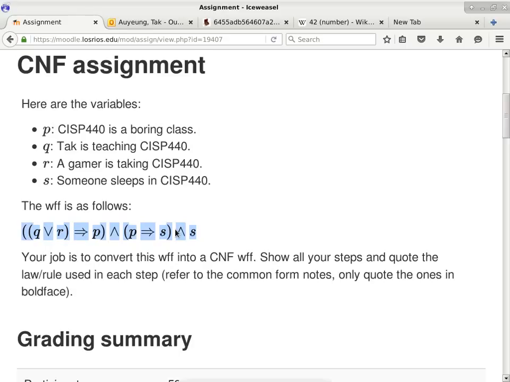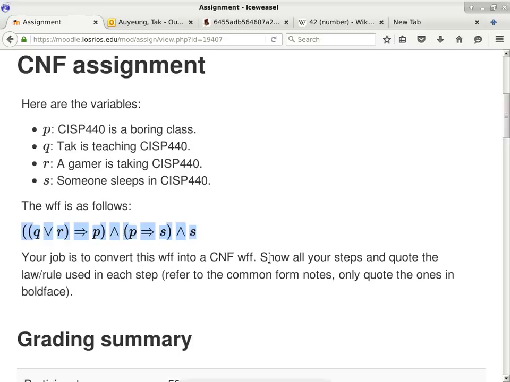Okay, this one is just asking you to transform this particular well-formed formula into a CNF well-formed formula, which is going to be the centerpiece of today's lecture. Okay? So the transformation is something that we'll talk about today. I will leave this page up because I think there will be people asking me questions once we get to the material.